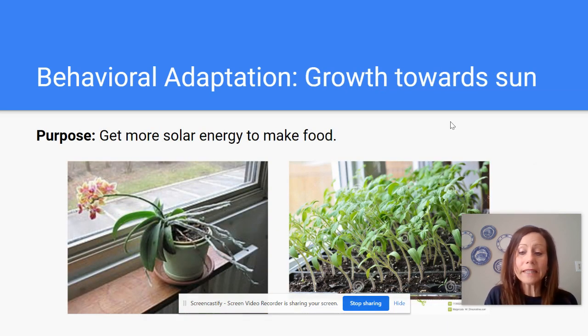Another one would be how plants grow towards the sun. In fact, my marigold that I've been growing, just like maybe some of you have, is on my windowsill in the kitchen, and it's actually growing towards the window because it's growing towards the sun, just like these plants here.